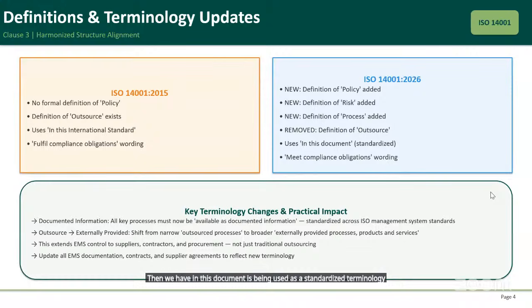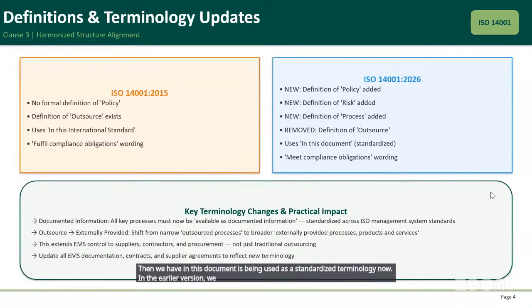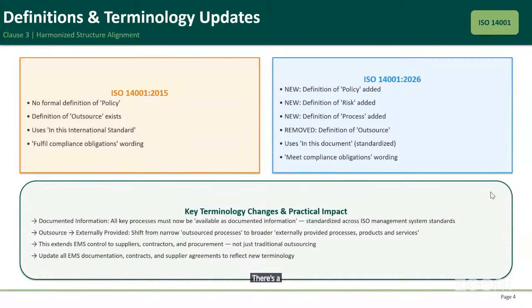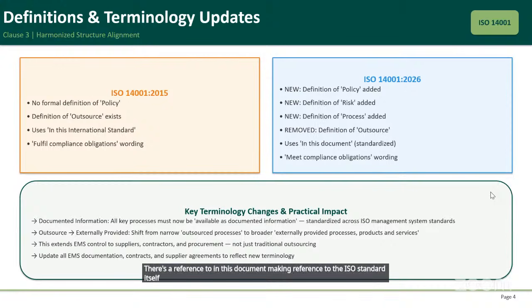In the earlier version, we said "must be available as documented information." That is the only thing that we had. But now, when it comes to the definition of documented information, there is a reference to "in this document," making reference to the ISO standard itself. The "meeting compliance obligation" wording was also added to it.